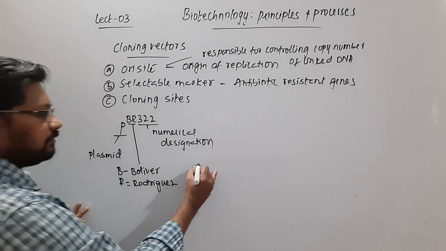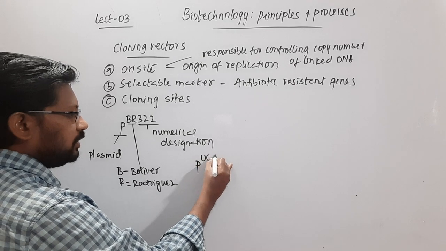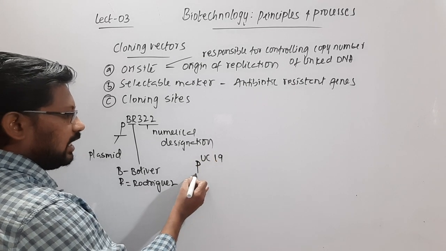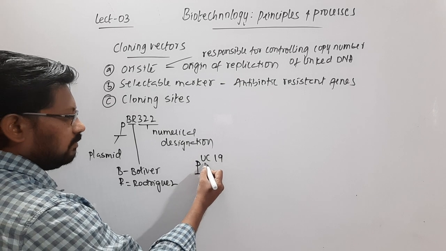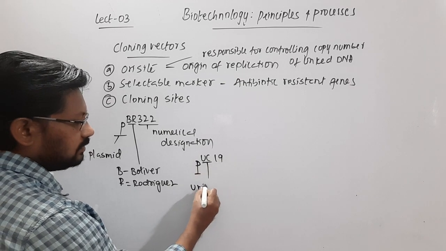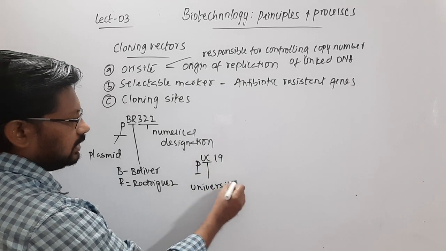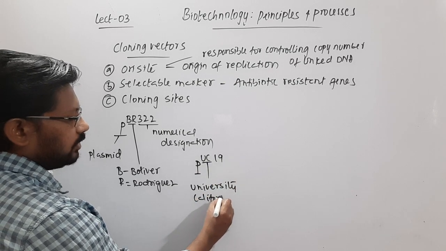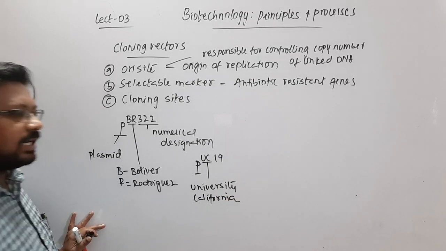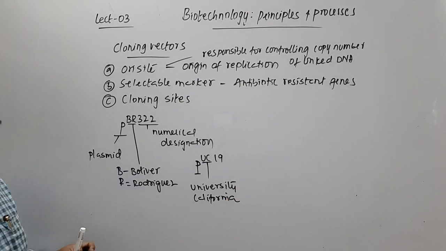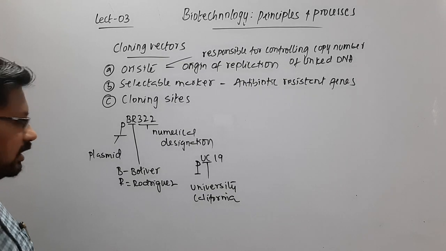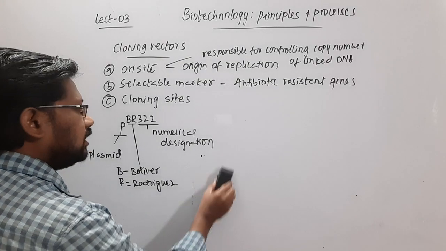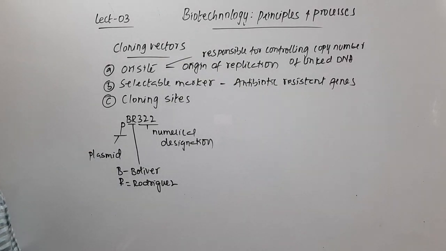Of course, for example, we'll see one more, like pUC19. In this case, again, the p stands for plasmid, but this UC stands for university. U stands for University and C stands for California, so University of California. Like this, it will change. I'm not going to discuss pUC19. We'll see, especially, the pBR322 plasmid.